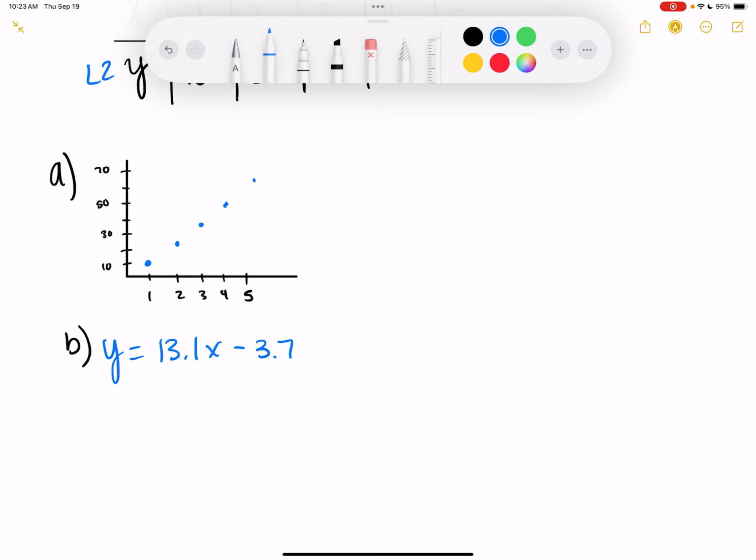Just hit graph. Whoa! And notice this equation of our line has connected our dots. It's like an Etch A Sketch. So you don't have to draw the line on your graph, but that is the line that it would be if you were to do it.